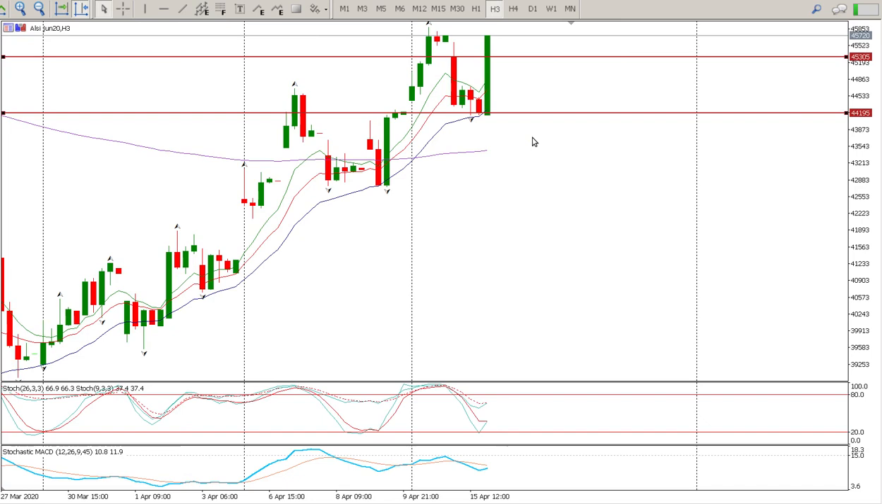So coming back to the 3-hour, you can see pretty much we opened on our high and we closed on our low. A little bit of a tail to the upside, but not much. And a little bit of tail to the downside, but very, very little. So that is a fairly bearish daily bar.